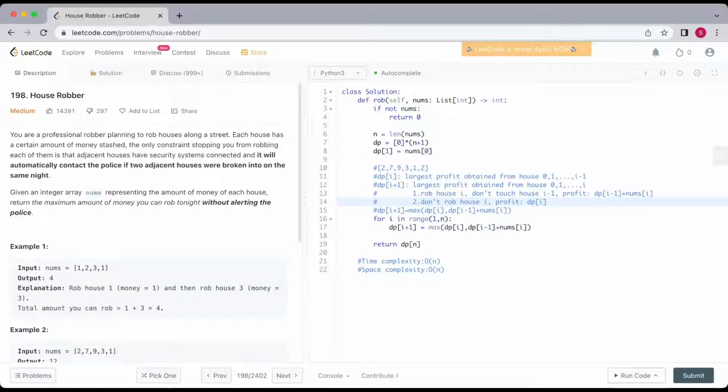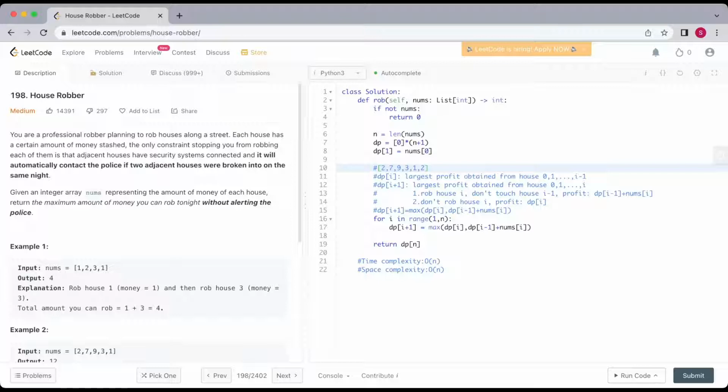For example, if we are given these 6 houses, we can first think about if we are given only one house, 2, what is the best solution for the robbing, and then if we are given 2 houses, 2 and 7, what will be the best solution? Then 3 houses are given, 4 houses are given, until we find the best solution for the entire 6 houses.